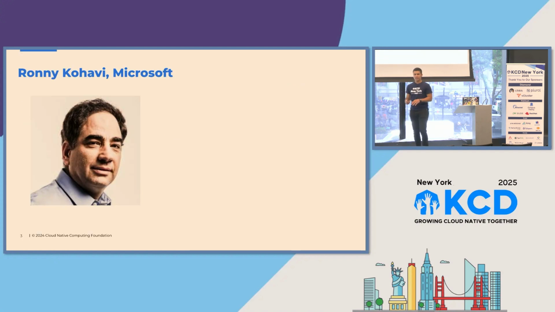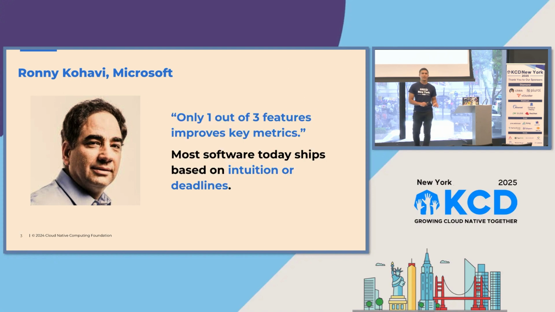My inspiration for this talk is a quote from Ronnie Kohavi. He's an ex-VP at Microsoft. And in 2009, in a paper he wrote, he said that only 1 out of 3 features were actually improving key metrics at the business. And that's really scary because actually, at that moment, there was no Kubernetes, no OpenTelemetry, no monitoring tools, and he said that. And now that we have all of these tools, we're still shipping software based on intuition, deadlines, and we are guessing how our customers are feeling with our software.